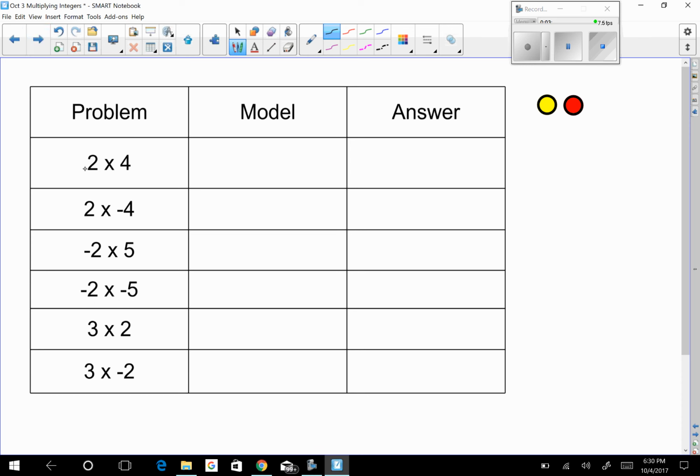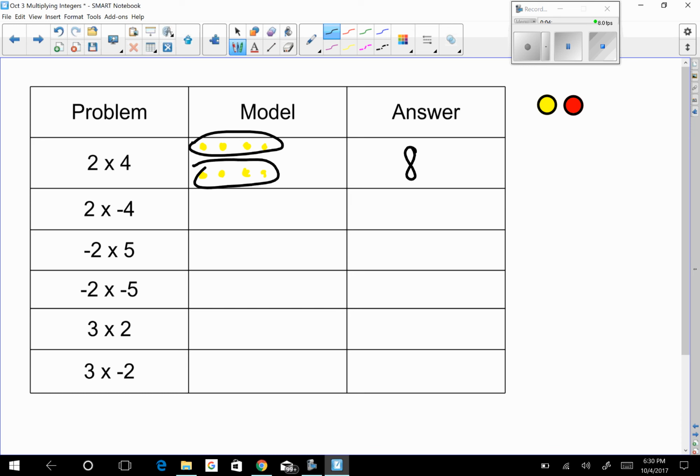First one, 2 times 4. That's 2 groups of positive 4. So we need to get our counters. So we need 4 yellows in one group, and it says we need 2 groups of that. So we have our 2 groups of positive 4. And now we look at our groups together. How much do we have in all these groups together? 8 positives. So 2 groups of positive 4 is positive 8.